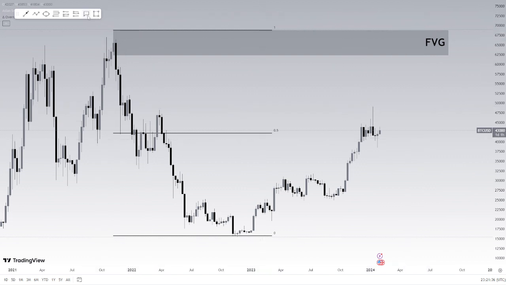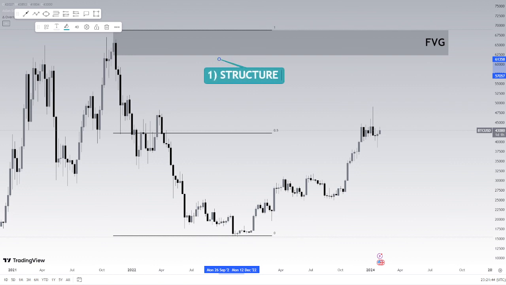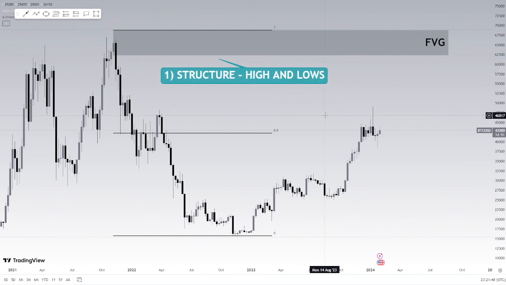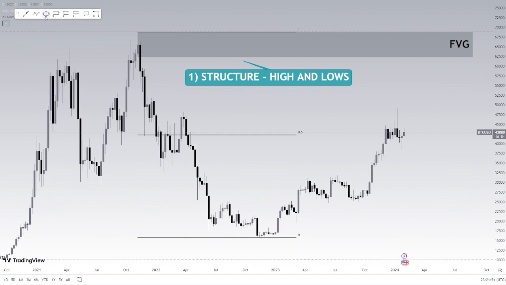So if we just have a quick summary of what we've been through, the four things we looked at. The first is structure. Are we bullish or bearish? Where are the highs and lows? In this case, we're bearish. We have a bearish structural range from this high down to this low. So of course we are bearish in terms of our structure. That's the first thing we looked at.